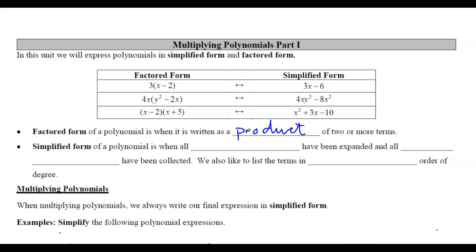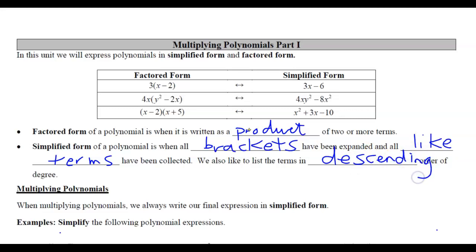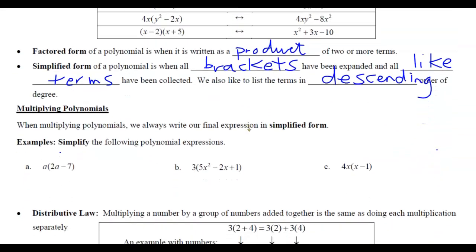Simplified form is when all the brackets have been expanded and all like terms have been collected. We also like to list the terms in descending order of degree. Okay, and we practiced that a few minutes ago.